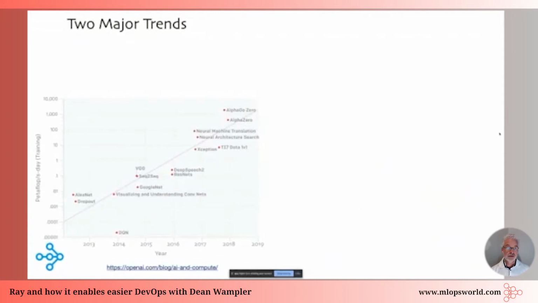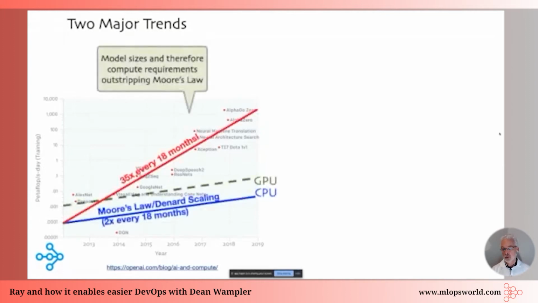And it really kind of answers two major trends. One is from this rather famous blog post from OpenAI that the compute required to train models has been growing like a factor of 35 every 18 months or so. That's a log scale on the left. That roughly correlates to model size, for example. Whereas, Moore's law and a corollary idea called Dennard scaling, you get roughly 2x performance every 18 months or so. So obviously, Moore's law, even with GPUs, isn't keeping up with the compute demands. So it's just making it more and more necessary to go distributed.